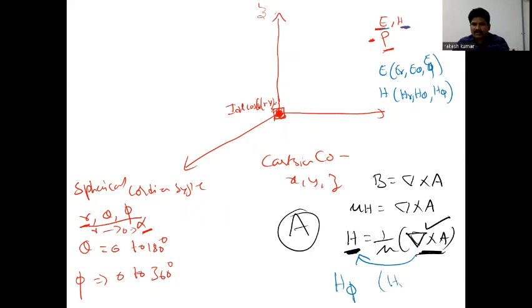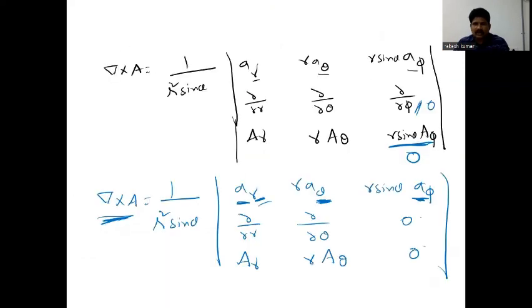So, what about H_r and H_theta? They will be 0, because in del cross A we are having only the component along phi. So we'll have only the component along phi. The remaining components are 0, so now I will expand this.